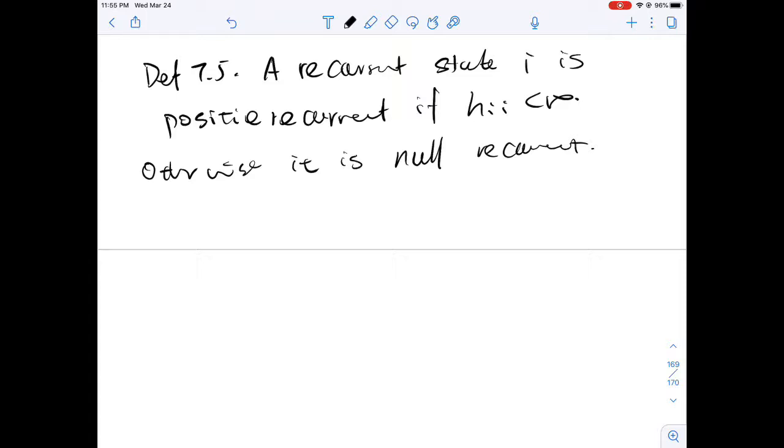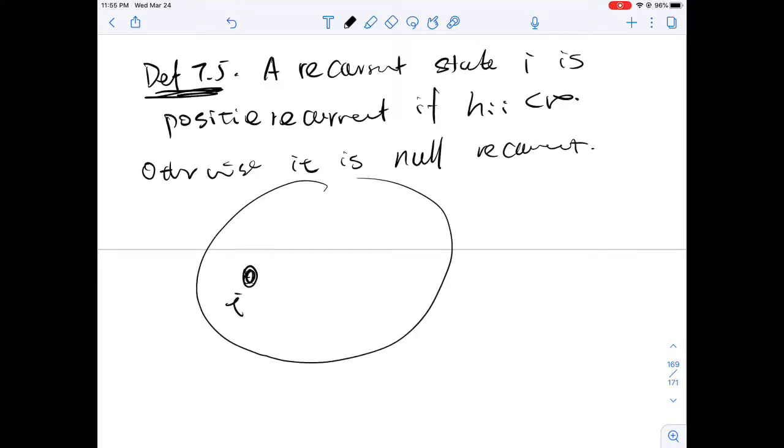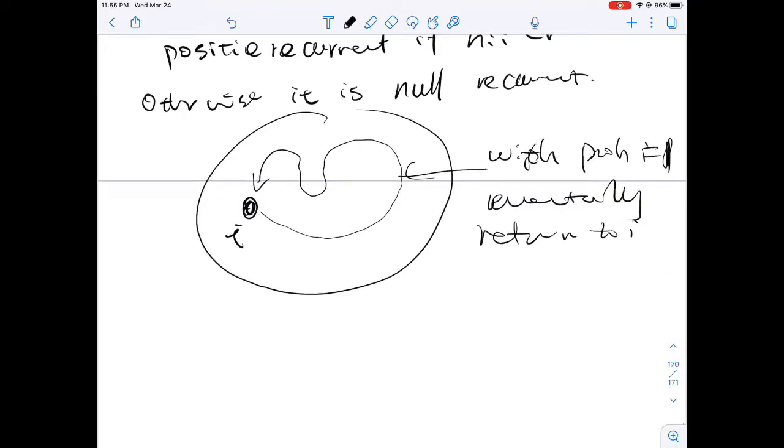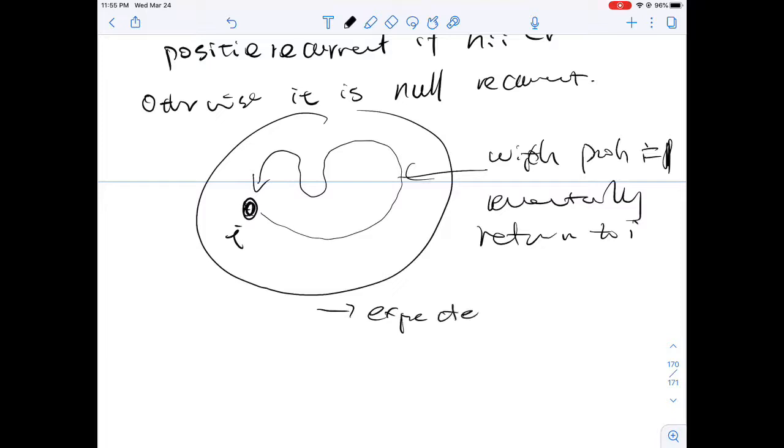So let's really just repeat what this definition is saying. If I start with the Markov chain and look at one specific state, I know that with probability 1, I will eventually return to i. Then the question is, under this situation, what's the expected time to return?